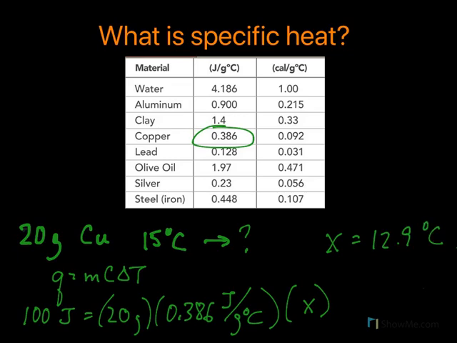Obviously we're adding heat, so the temperature is going to go up. So we add it to our initial temperature of 15. We add these two together, and we get our final temperature to be 27.9 degrees Celsius. So knowing the specific heat of a certain material is very helpful, because we can predict temperature change. We also can identify what kind of material we have if we find a specific heat given certain amounts of data. So that is what specific heat is.